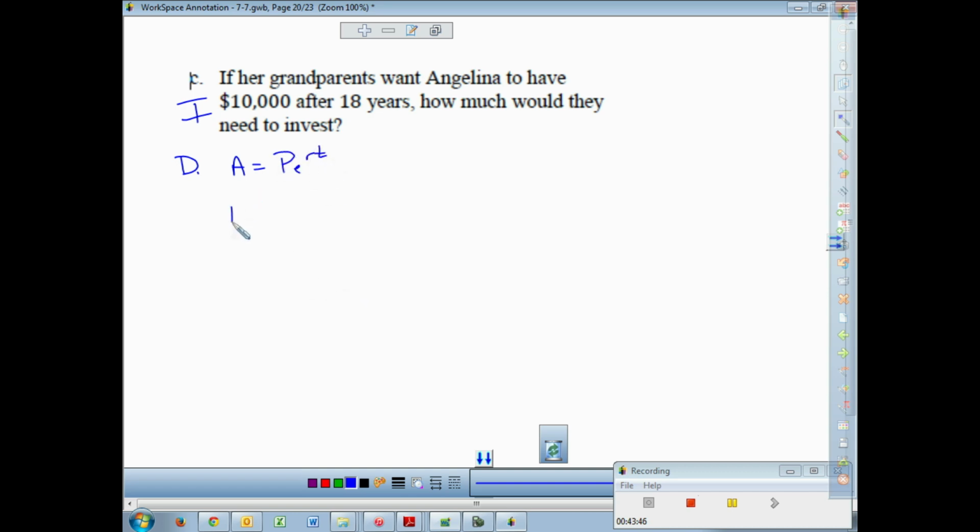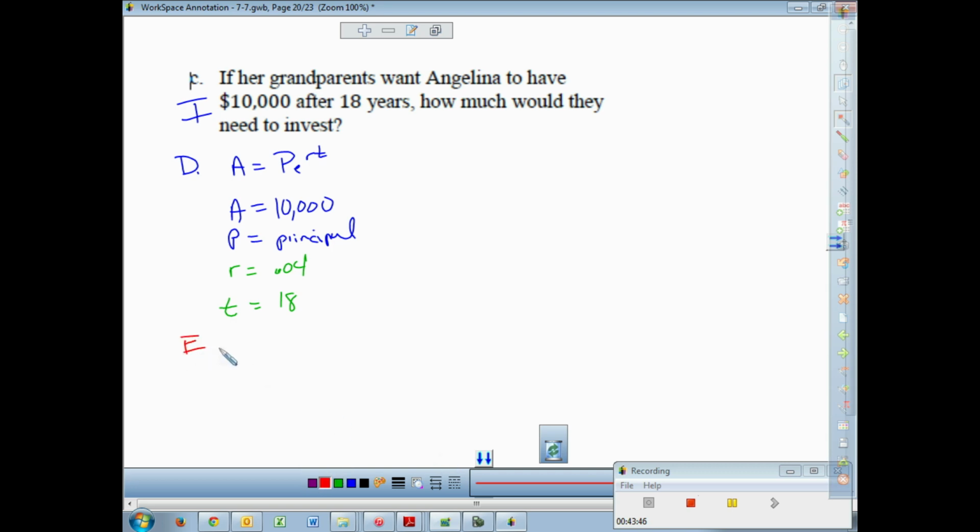The amount that we want Angelina to have is $10,000. The principal, we don't know. So P equals principal. What's the rate? Still the same problem, right? They're at the same bank, so it's still 4%. And what's the time? 18 years.